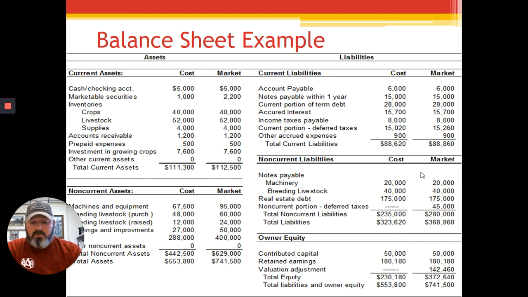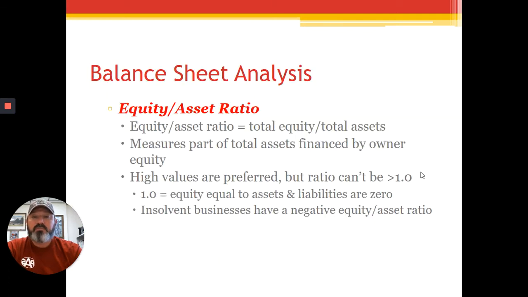So if we go to, again, our balance sheet example that we're looking at here, and if I go cost basis, total liabilities, that one is $323,620. And if I divide that by total assets, which is $553,800, I'm going to get a debt to asset ratio of 0.58. That indicates that we're in pretty good shape in terms of our debt load.